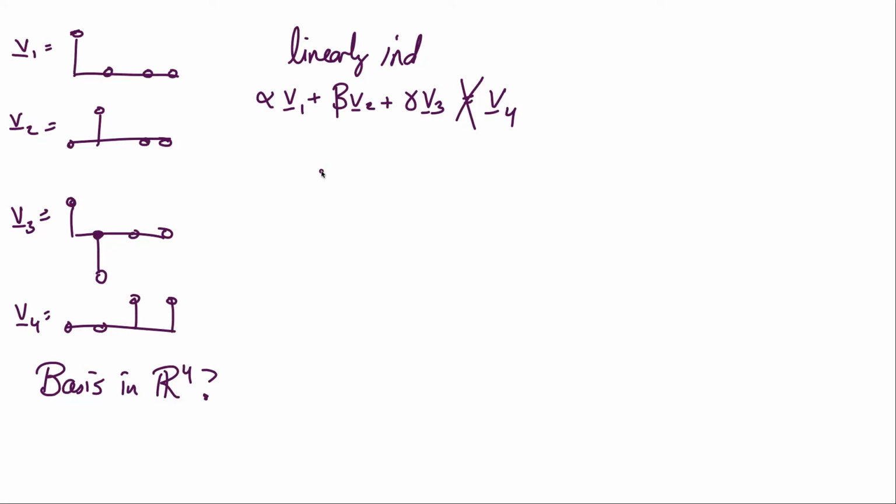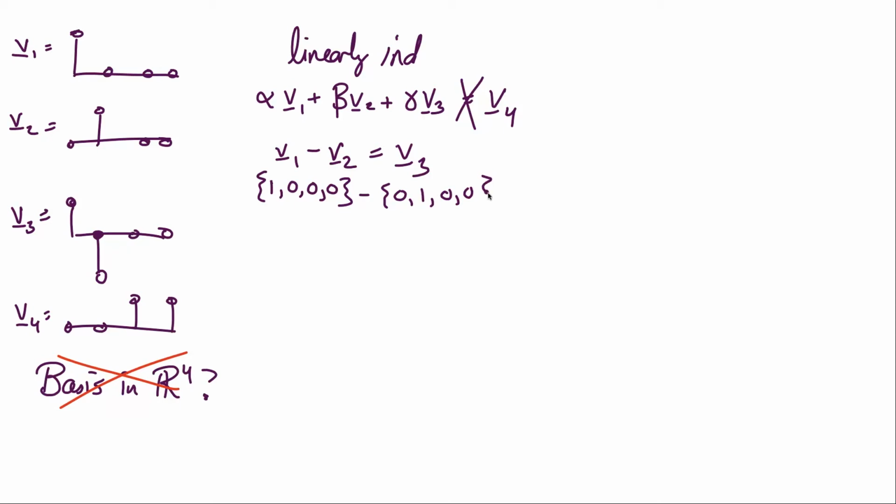Now, a quick inspection of this shows us that if we subtract the second vector from the first vector, we get back the third vector, and so unfortunately it is not a basis. We can do this out if you want. 1, 0, 0, 0 minus 0, 1, 0, 0, and this is all vector matrix style arithmetic. 1, negative 1, 0, 0. And so you see that this is unfortunately not a basis.